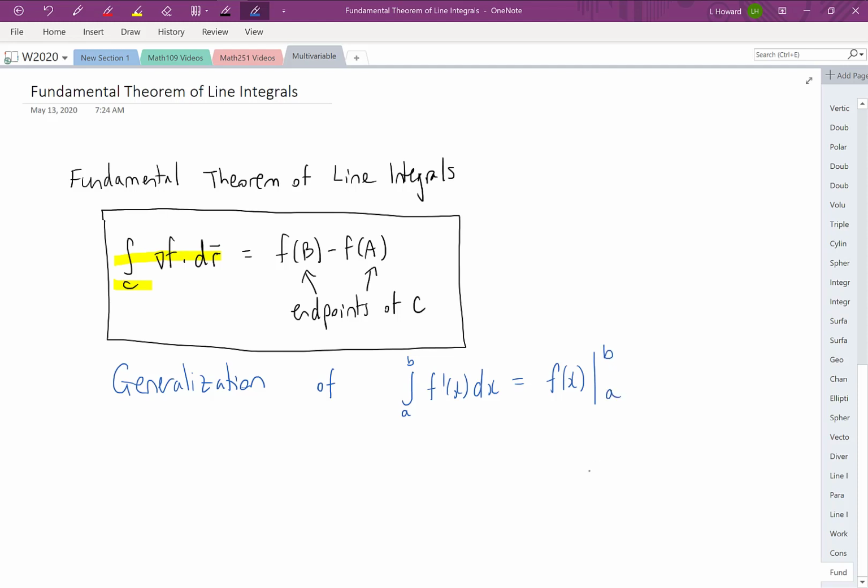So let's do an example of the fundamental theorem of line integrals, and one of the things we're going to focus on is this notation, just to make sure we're comfortable with this idea of what the gradient of f dotted with vector dr is going to look like.